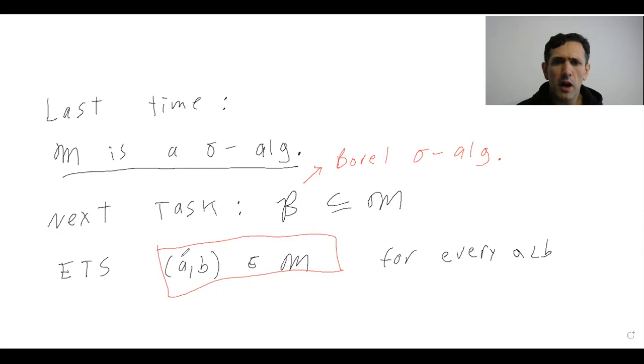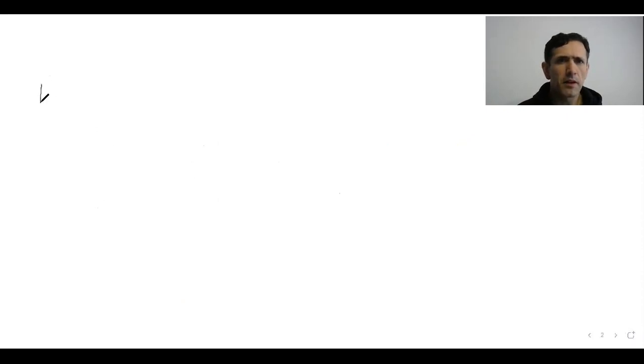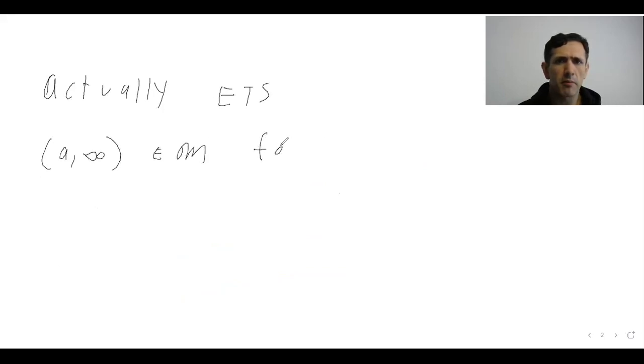Okay. And to clarify, A and B are both real numbers. Neither of them is infinity or minus infinity. So actually, it's enough to show that every set of the form A to infinity is in script M.